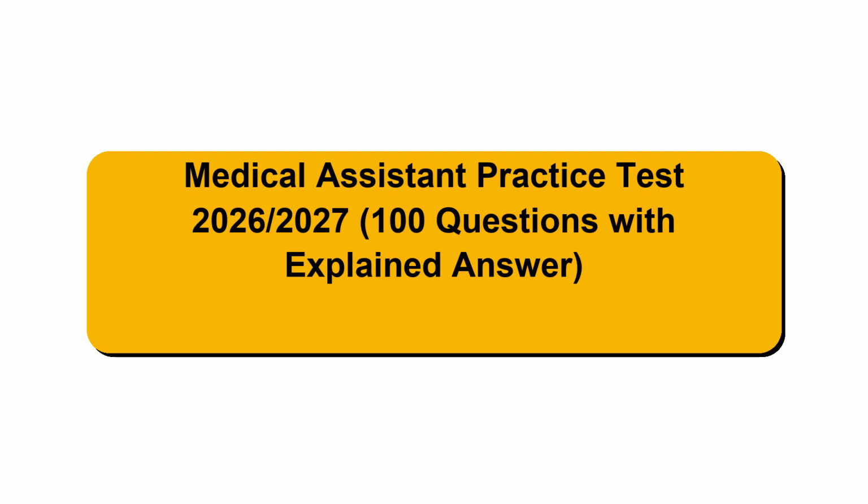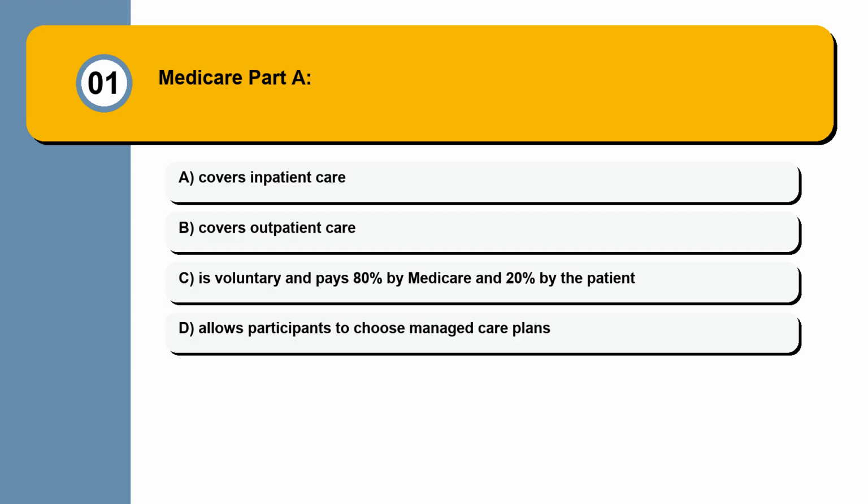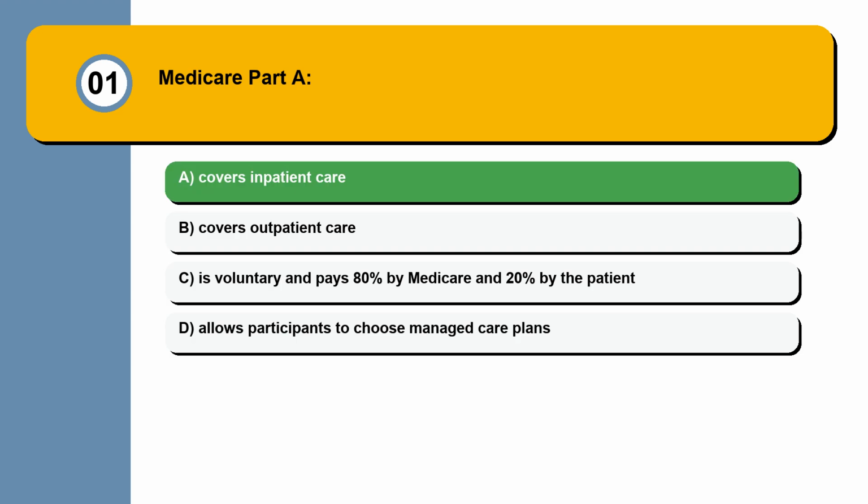Let's begin. Question 1. Medicare Part A. Here are your options. Option A covers inpatient care. Option B covers outpatient care. Option C is voluntary and pays 80% by Medicare and 20% by the patient. Option D allows participants to choose managed care plans. The correct answer is option A, covers inpatient care.